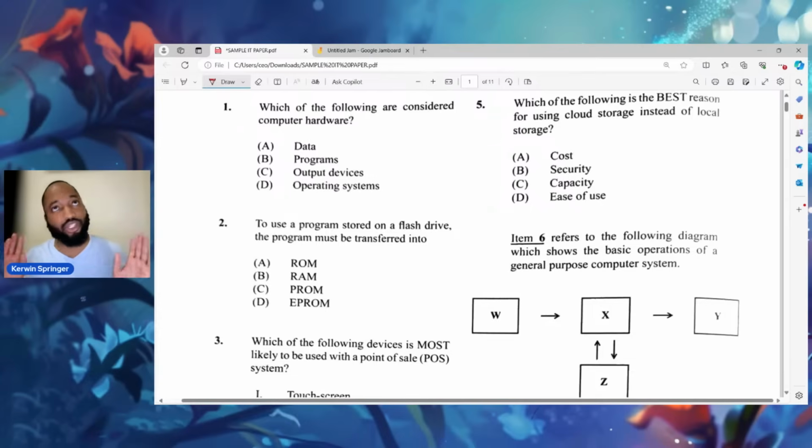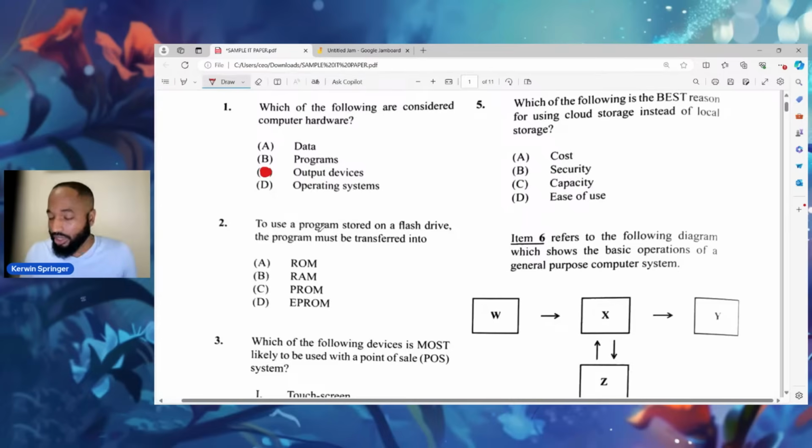So obviously this wouldn't be a sole revision. You all should have done like maybe 600 multiple choice questions already. If you do that, you'll be locked for the exam, right? You'll have a strong idea of what is coming. So which of the following are considered computer hardware? Hardware is things that you can touch, output devices. So the answer here is C.